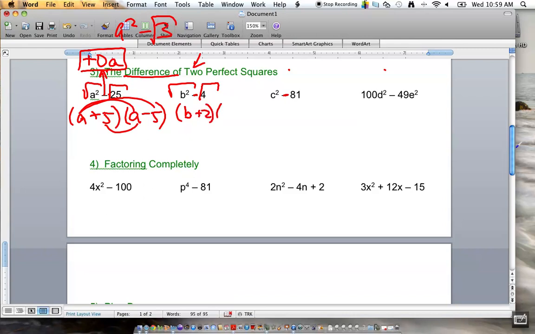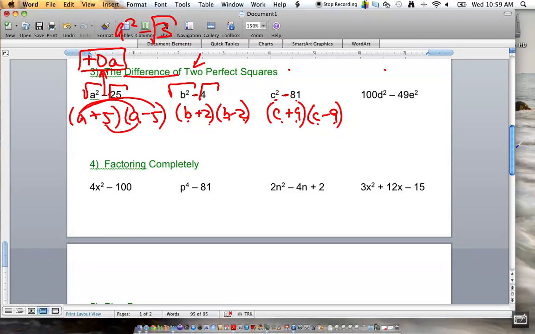B plus 2, B minus 2. If I multiply back, it will check, but notice, square root of B squared, B, square root of 4, 2. Next one, C squared minus 81. C plus 9, C minus 9. Square root of C squared is C, square root of 81 is 9.